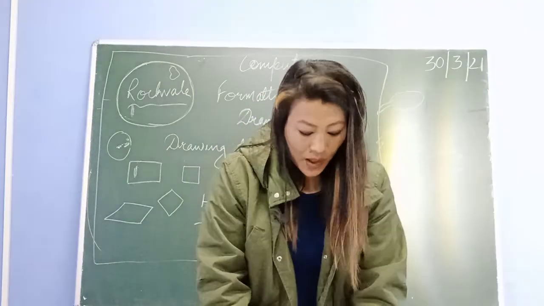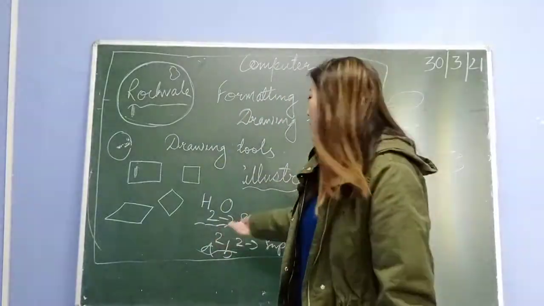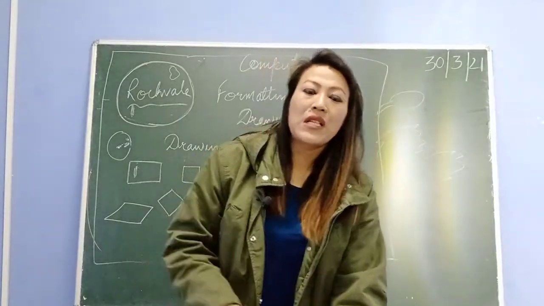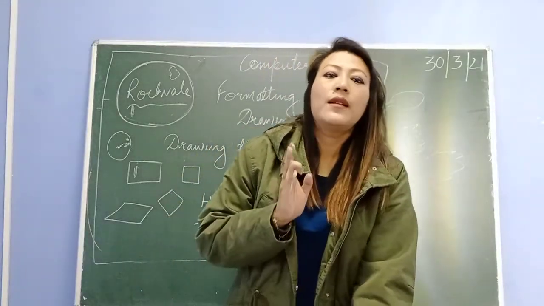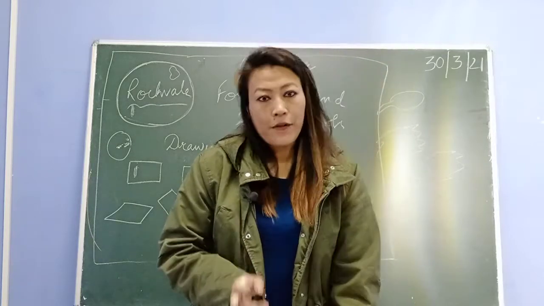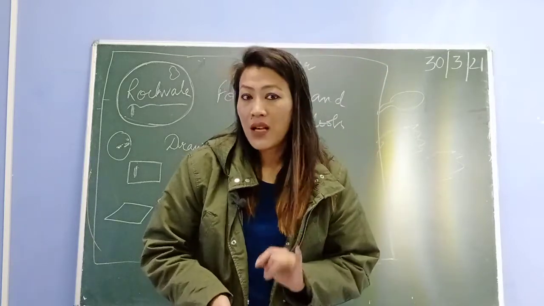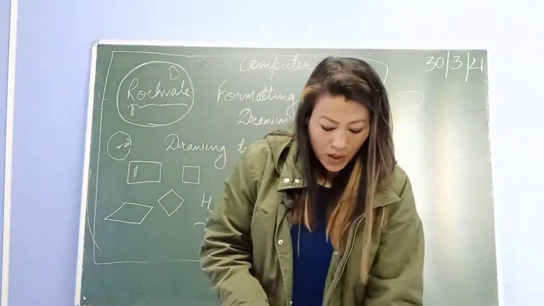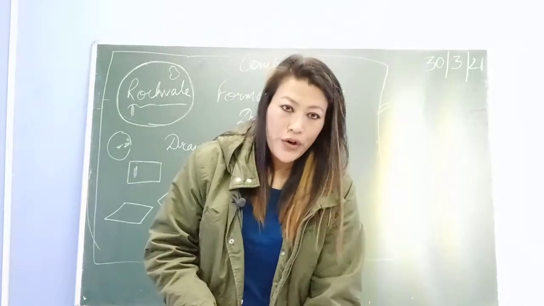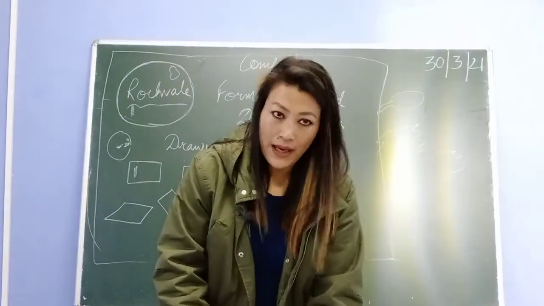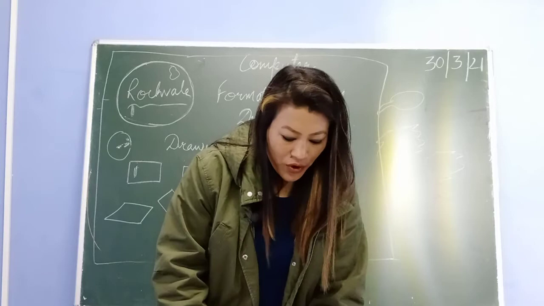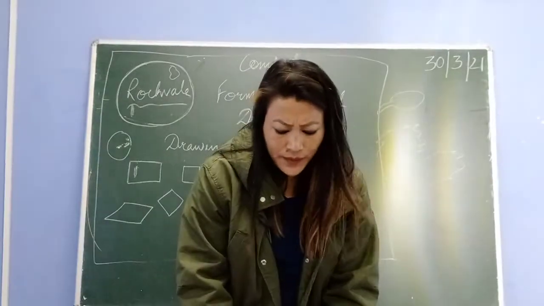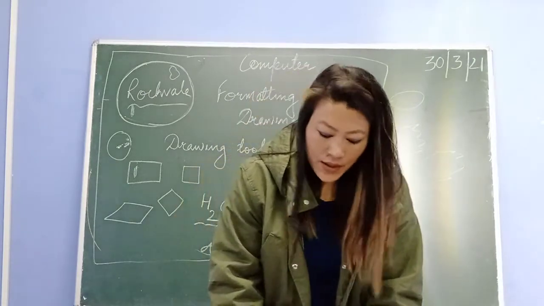Then we discussed the drawing tools, where we covered the illustration shapes, different types of shapes. Then we discussed how to enter text inside the shape, and after that how to fill color inside the shape. Then we discussed how to add borders and shadings to your page. Children, chapter 3 is all about drawing and formatting tools. Next class we will discuss another chapter.